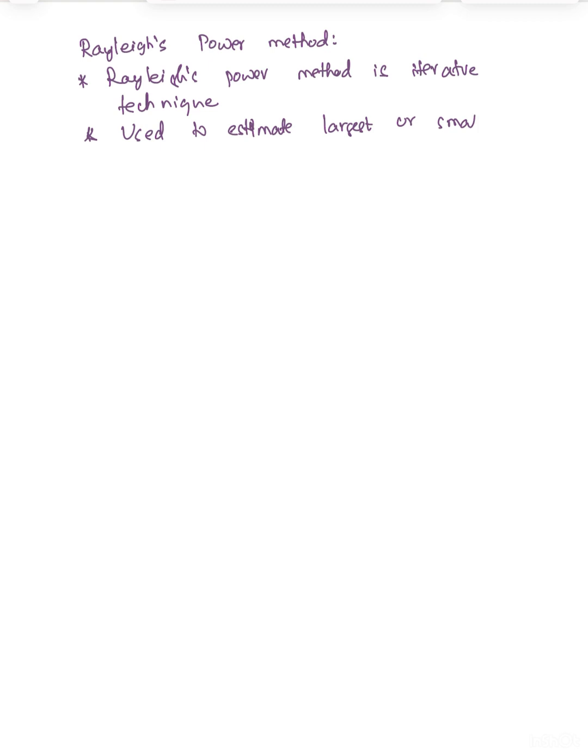So Rayleigh's power method is an iterative method. Iterative technique means we have to follow the same procedure again and again, used to estimate the largest or smallest eigenvalue and its corresponding eigenvector.